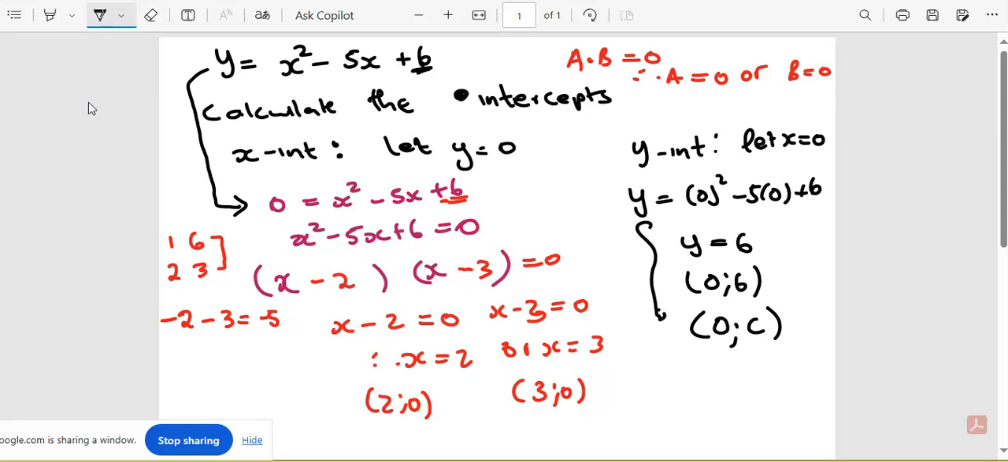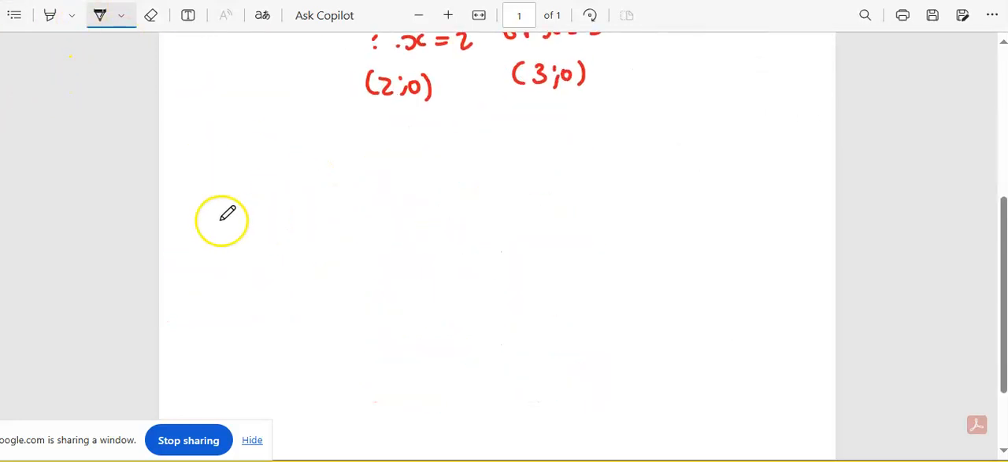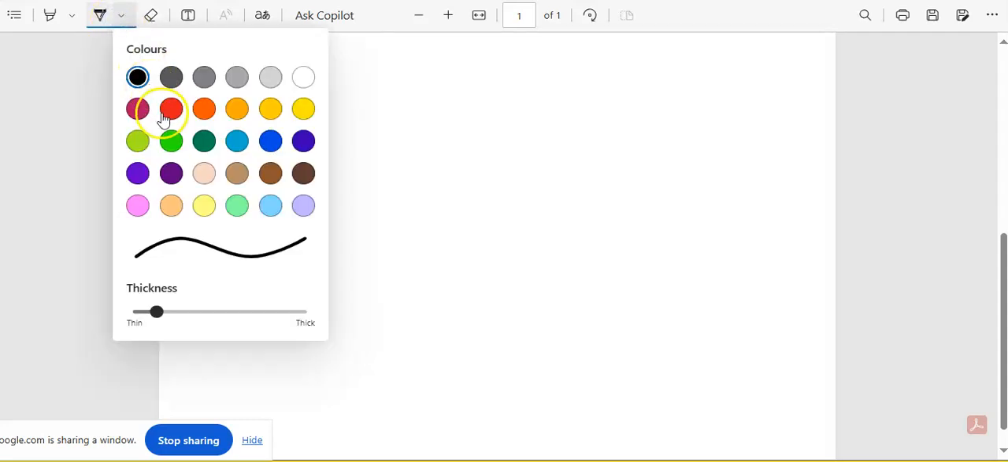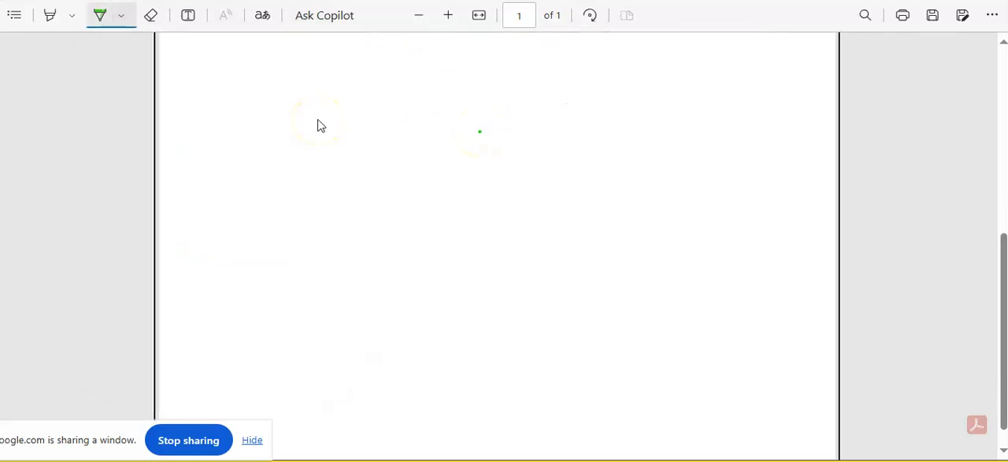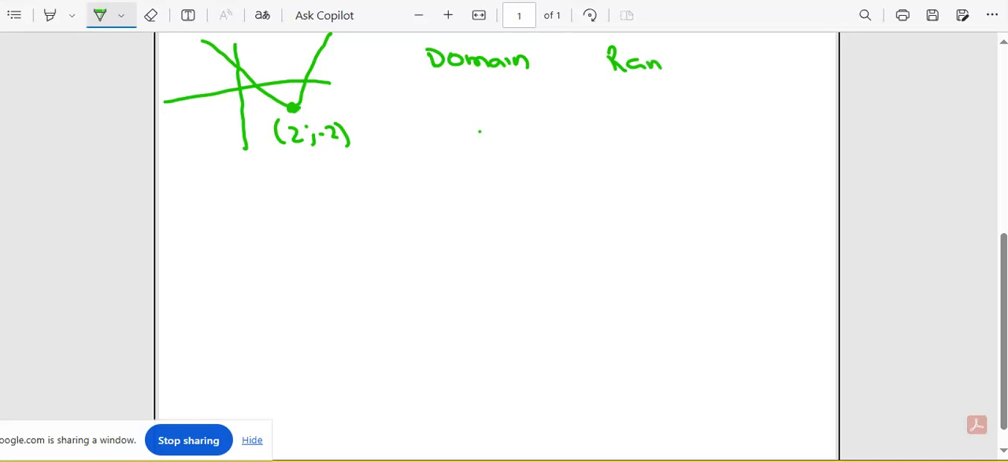Now, let's focus on the domain part. We're just going to revise some of the concepts before we can continue. Let's see if you understand the domain and the range. Let's say that I have a graph like this, and I have the turning point of the graph as (2, -2). Can you please tell me what is the domain of this graph, and also what is the range of this graph?